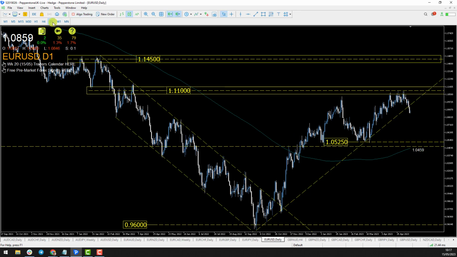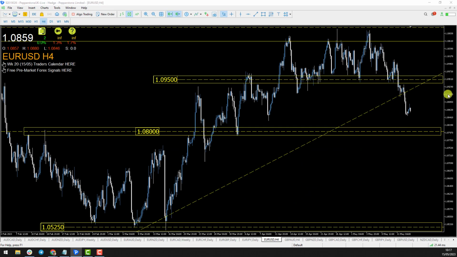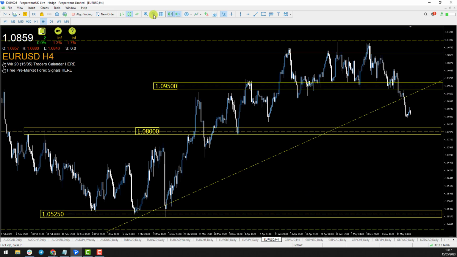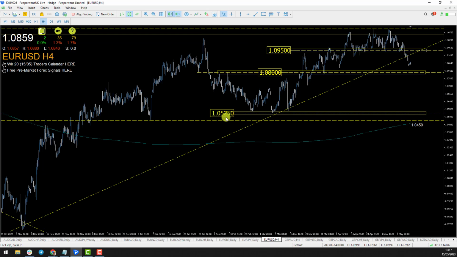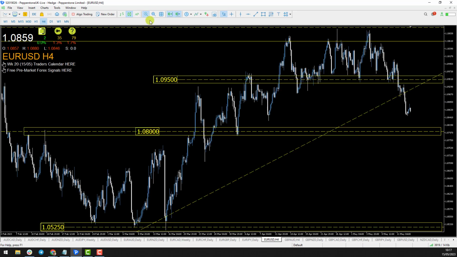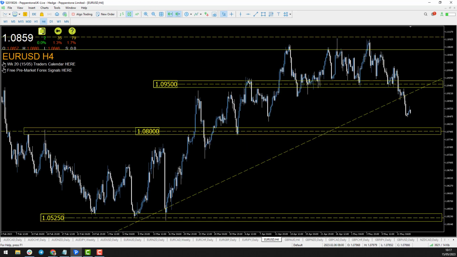If I just jump into the 4-hour time frame, you can see that consolidation in a little bit more detail, and I've also added a couple more support and resistance levels in here, because this is where I'm going to be looking to take some action if price was to pull back into certain areas. So the first area of interest is this 1.0950, or we could expand that down into these lows in here, which is around about the 1.0900, where we have multiple confluences.